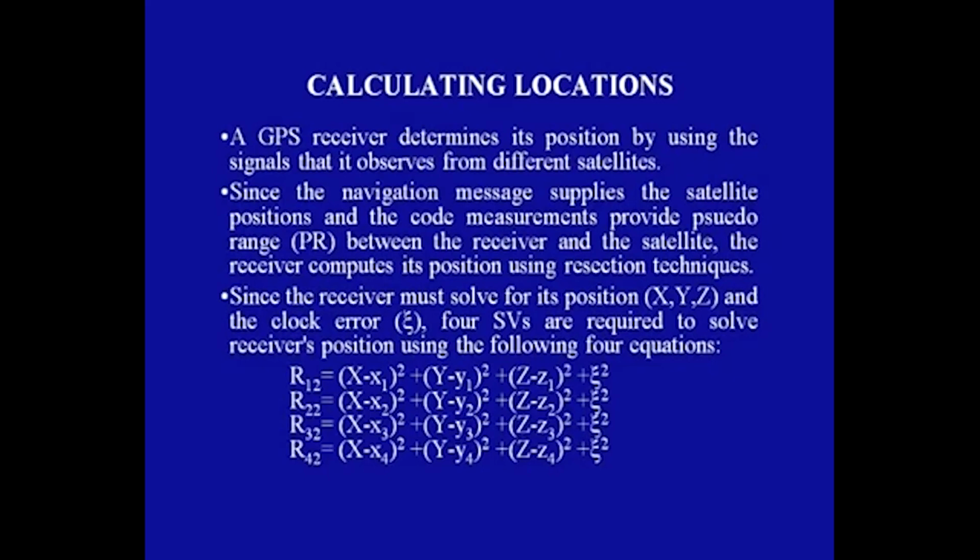That is, the distance R1 between satellite 1 and the receiver is equal to (X minus x1) whole square plus (Y minus y1) whole square plus (Z minus z1) whole square plus xi square. So, this gives the square of the distance between the satellite and the receiver position. Similarly, the other distances R2, R3 and R4 can be computed on a similar basis as explained earlier.